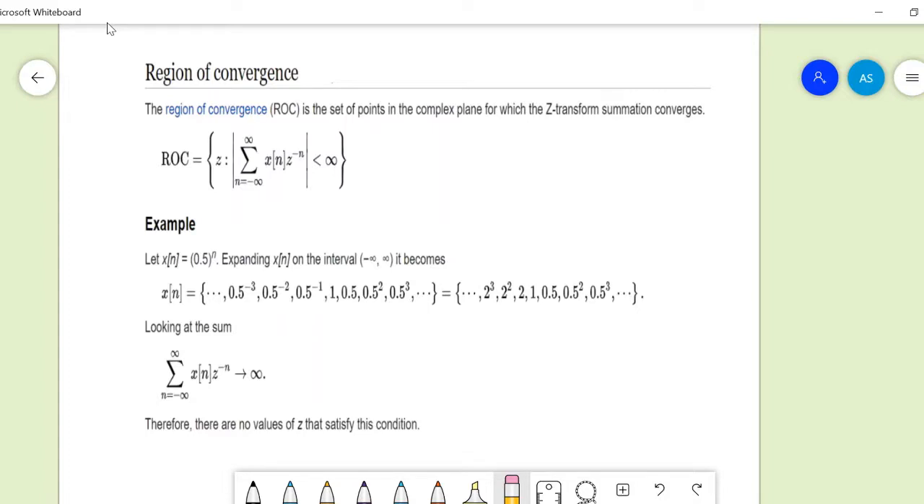First example, let x of n equals 0.5 whole power n. Expanding x of n on the interval minus infinity to plus infinity, it becomes x of n equals 0.5 whole power minus 3, and so on, because we are using minus infinity to plus infinity. Looking at the sum, which tends to infinity, therefore there is no convergence here, so there are no values of z that satisfy this condition.